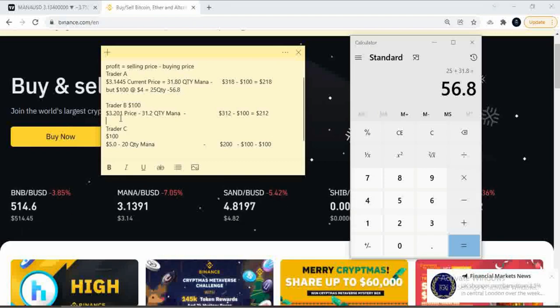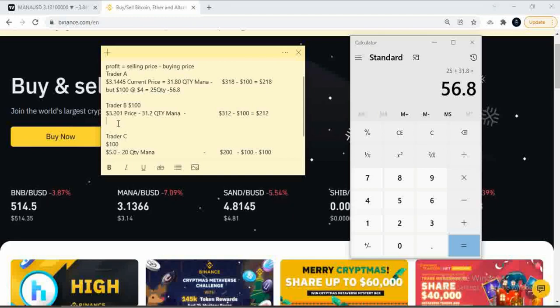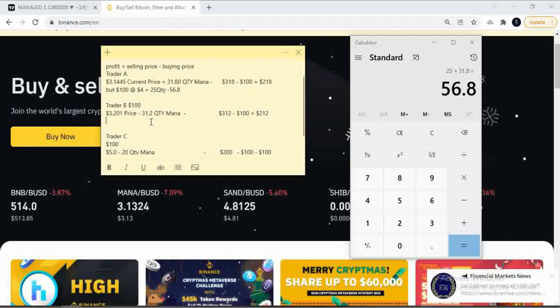Let's say trader B buys another $100 worth, so he's able to add to his position. Let's say trader C doesn't buy. Trader C is okay with the quantity and volume of the asset he's able to hold. You can hold as many different assets in your back office, your Binance account, or your exchange.